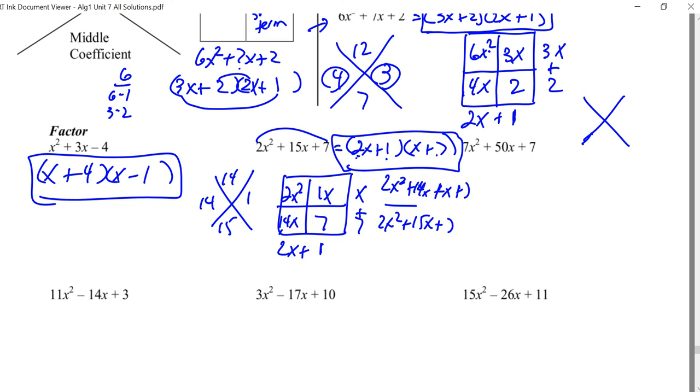Okay, so 7 times 7 is 49. That goes here. 50 goes here. So what are the factors of 49 that give me 50? 49 and 1. So I make the box.